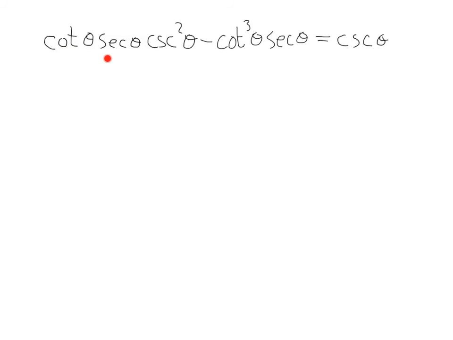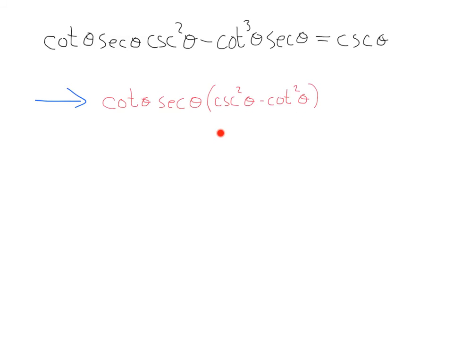Here we have cotangent theta, secant theta, cosecant squared theta minus cotangent cubed theta, secant theta. And we want to verify that it equals cosecant theta. Whoa, what a change from all this down to just cosecant theta. Since I have two big terms here, my guess is we're going to be able to factor. I have a cotangent theta in both, and I have a secant theta in both. So let's factor that out. That'll leave me with cotangent theta, secant theta, cosecant squared minus cotangent squared.